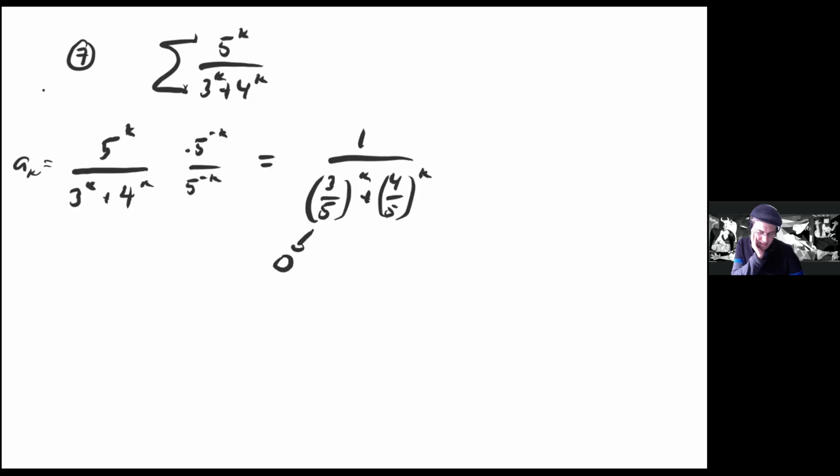So the denominator here, each term is going to 0. And since the denominator is going to 0, its reciprocal is tending to plus infinity. So the divergence test implies the original series diverges.